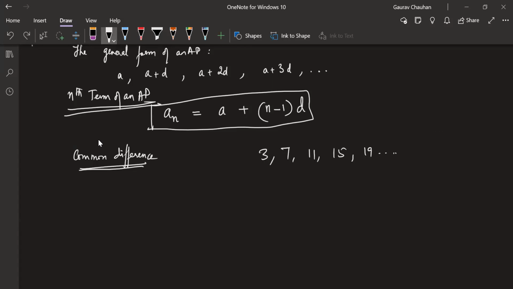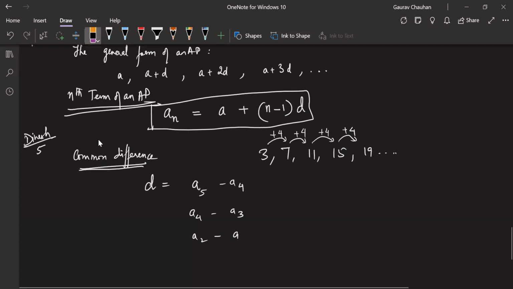Definitely. Any other way? Sir, one more example you give. Sir, 15 minus 7. Perfect, Dinesh. So can I generalize it and write it can be A5 minus A4, it can be A4 minus A3, it can be A2 minus A1 or A? Any one of these it can be, right? Dinesh, am I right?